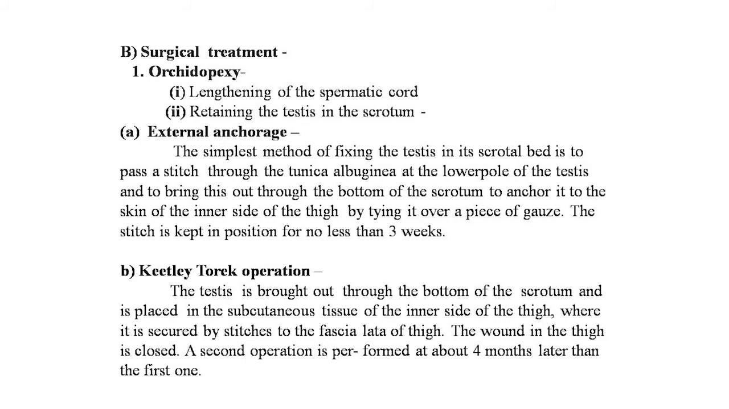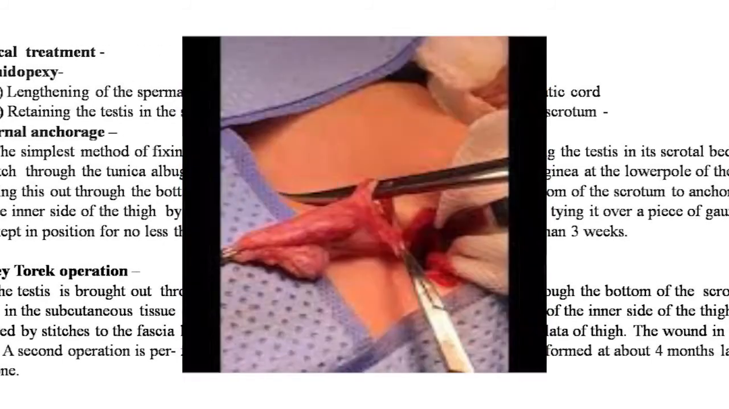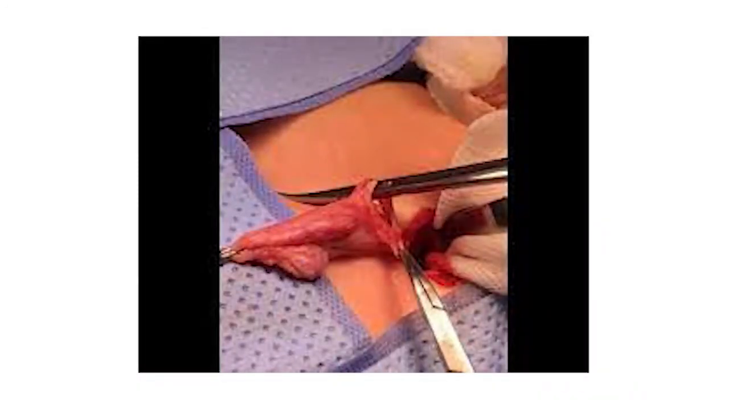A second operation is performed about 4 months later than the first one. Dear students, here is the operation of orchidopexy. There is the lengthening of the spermatic cord done. Retaining of the testis in the scrotum is the next stage.